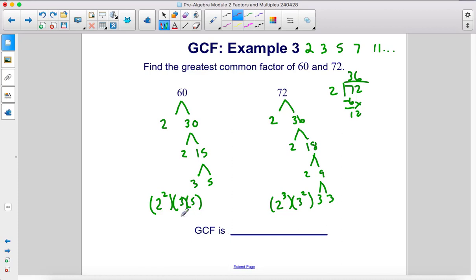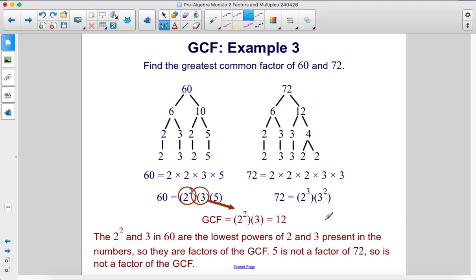All right, so 2 is in both of these, but 2 squared is smaller, so we're going to stick the 2 squared in here. 3 is in both of these. Here we have 3 squared, so we're going with the lower power, 3 to the first, times 3. 2 squared is 4 times 3. The answer is 12. The greatest common factor is 12. The 2 squared and 3 in 60 are the lowest powers of 2 and 3 present in the numbers, so they are factors of the greatest common factor.